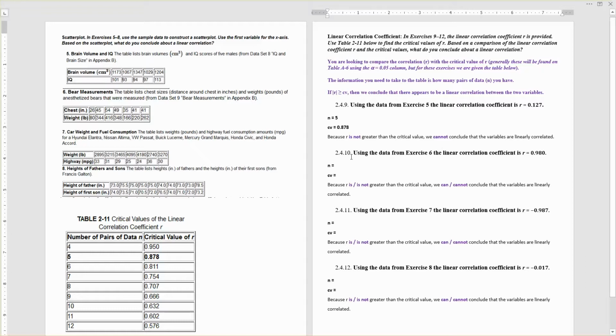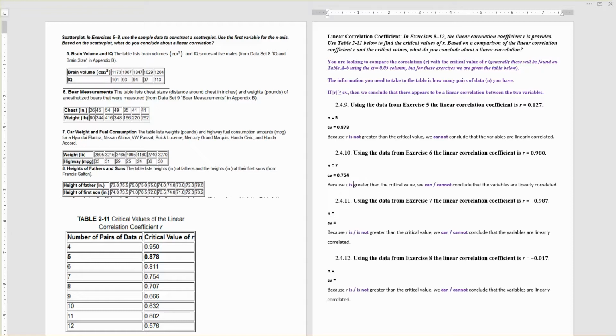In exercise 10, they want us to go back to exercise 6. 1, 2, 3, 4, 5, 6, 7. So that's 0.754. So with 7 pairs of data, our critical value is 0.754. Is 0.980 greater than or equal to 0.754? It is. And because it is, we can conclude that the variables are linearly correlated.